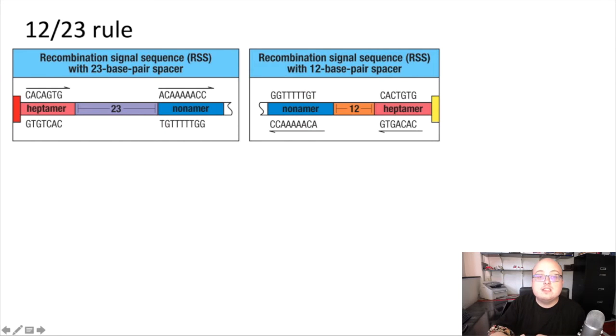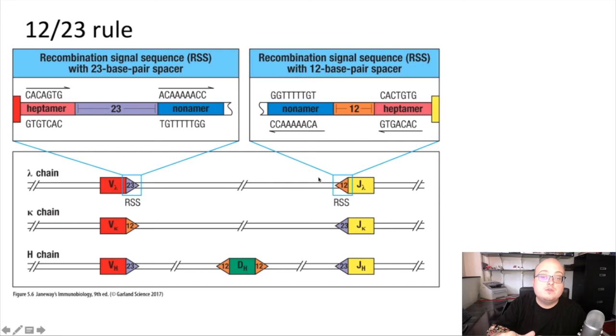But what's important is that the 12 and 23 spacers determine which kinds of segments are able to be recombined with each other. If we look in the lambda light chain locus, for example, the V lambda segments are always flanked by a 23 base pair spacer recombination signal sequence. So their RSSs contain 23 base pair spacers, whereas the J lambda segments have 12 base pair spacers in their recombination signal sequences. In the kappa chain, it's flipped: the V segments have 12s and the J segments have 23s.